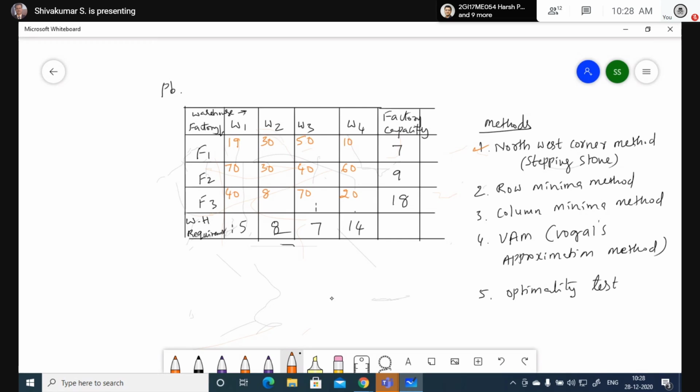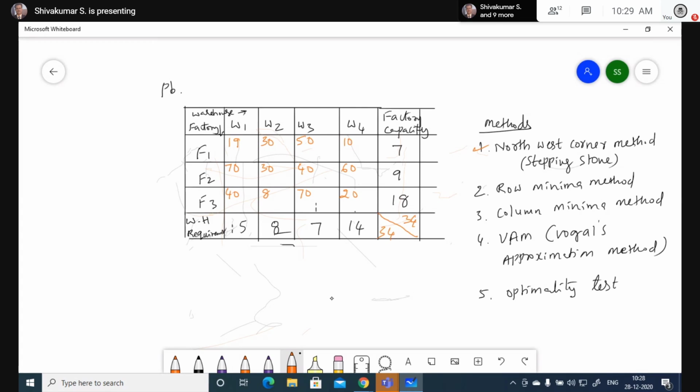And similarly, warehouse requirement is also given here. Warehouse 1 requires 5 units, 2 requires 8, 3 requires 7, and 4 requires 14. Now, first of all, you have to make sure that the factory capacity and warehouse requirement are both the same. Otherwise, you have to add a row or a column for the remaining value. Now, check here: 18 plus 9 is 27, 27 plus 7 is 34. That is the factory capacity. The requirement: 8 plus 5 is 13, 13 plus 7 is 20, plus 14 is 34.